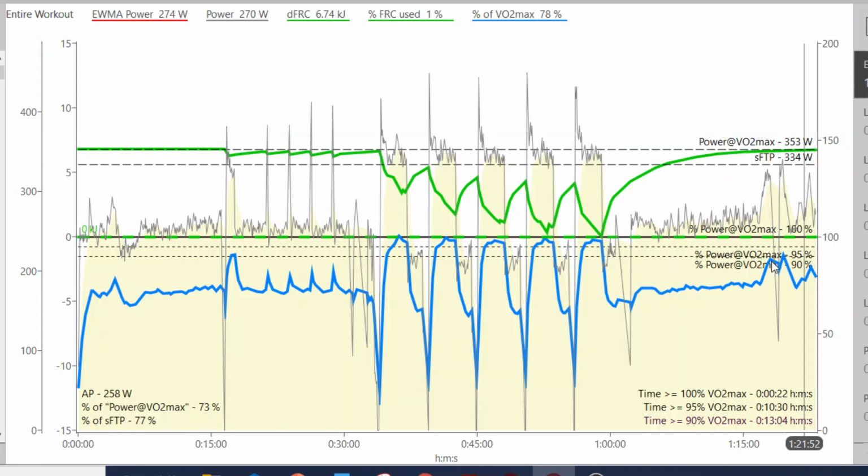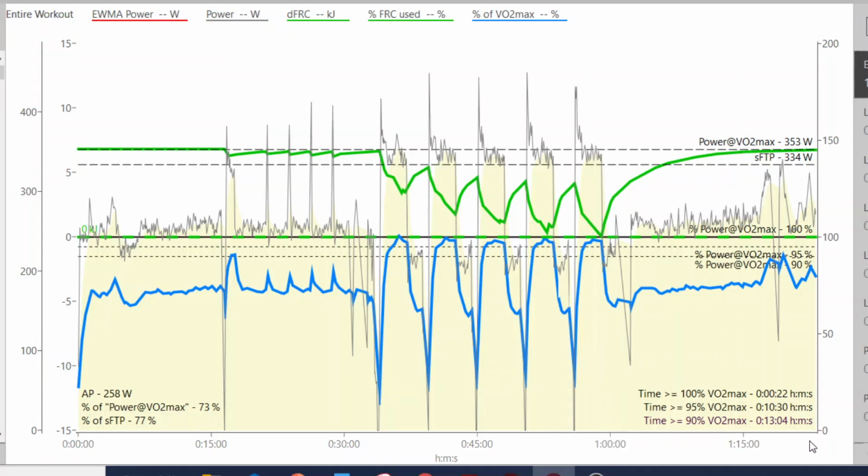So we've talked about what these are here. Those are just horizontal lines representing percent of power VO2 max, and you can see that we're in between 95 and 100 right here. All right. If I want to know exactly, I could just use the scroll line. I could see that we're at 98% of VO2 max up here, up on top. We're at 98% of VO2 max and 91% of FRC used, running at that target power.